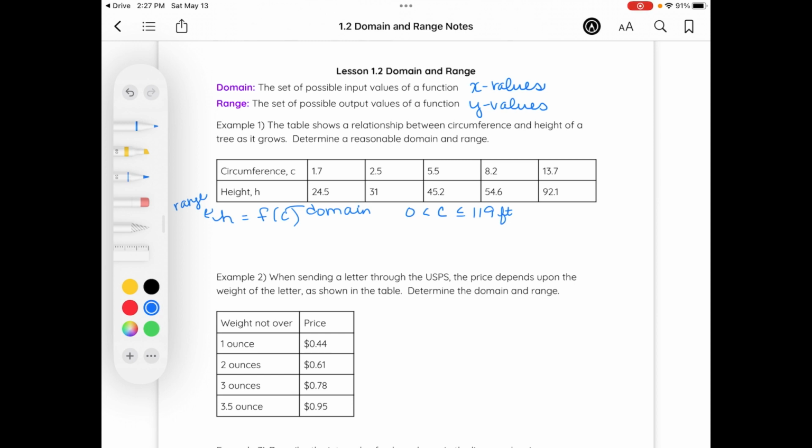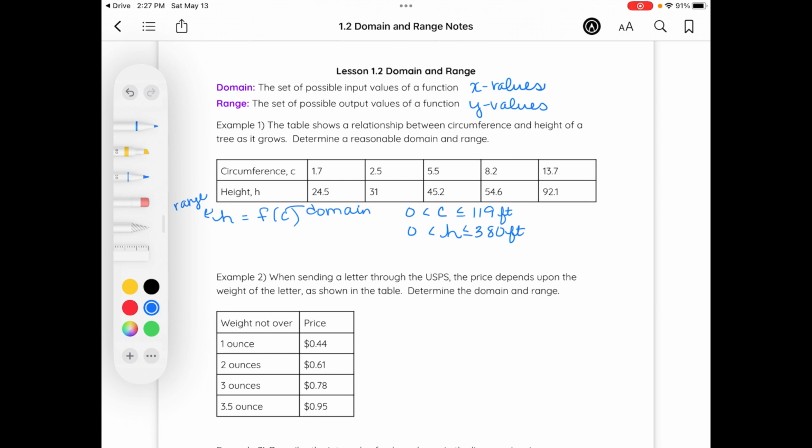I also did the same thing with our height, and I found that the maximum height was 380 feet. I would also venture that our height would also have to be greater than 0 if we're going to consider a tree. 380 feet as our maximum height.